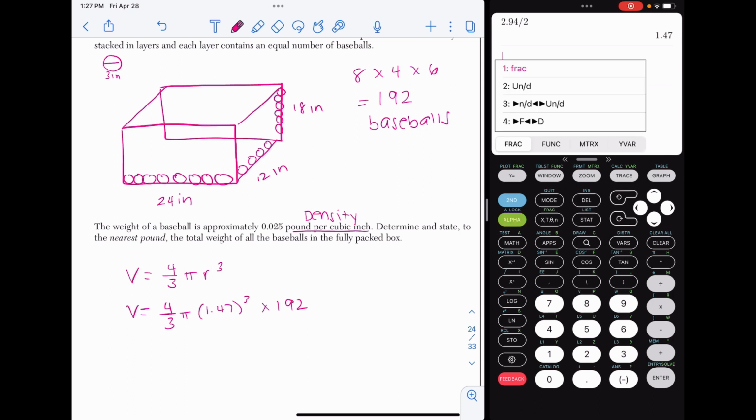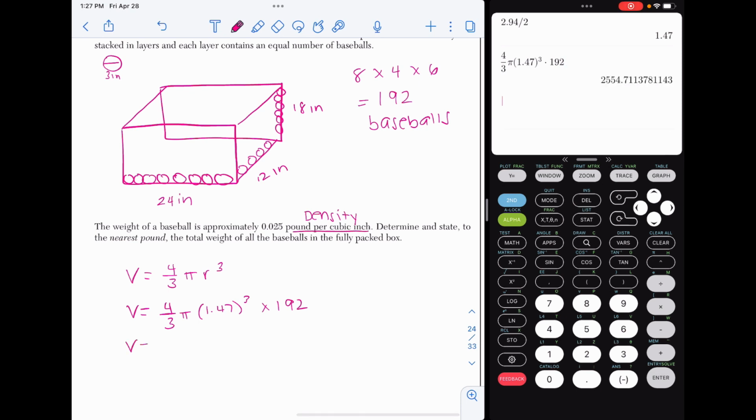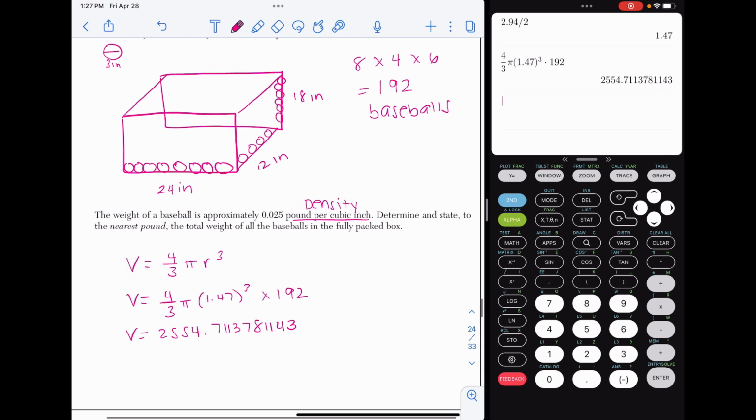All right, let's type that in here. 4/3 pi 1.47 cubed. Just be careful. This is the only formula with a cubed. The other volume formulas are squared, so it's an easy mistake to mistype that. And we're going to multiply that by 192. So the volume of all of the baseballs in the box is 2,554, and all of these decimals, which I'm going to keep right now because this is not my final answer, so I'm not going to round yet.